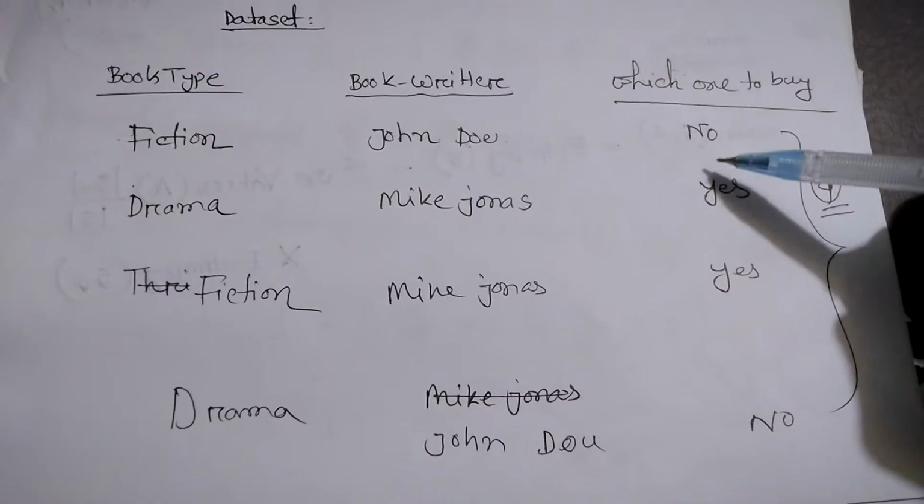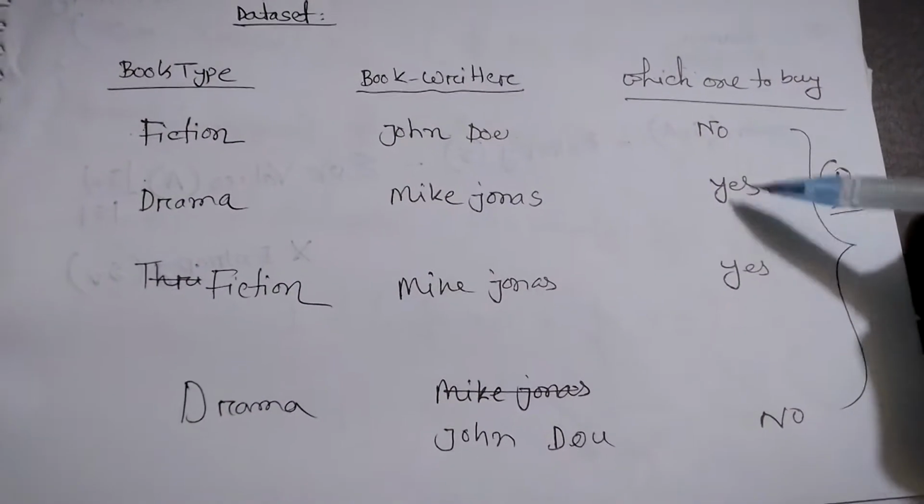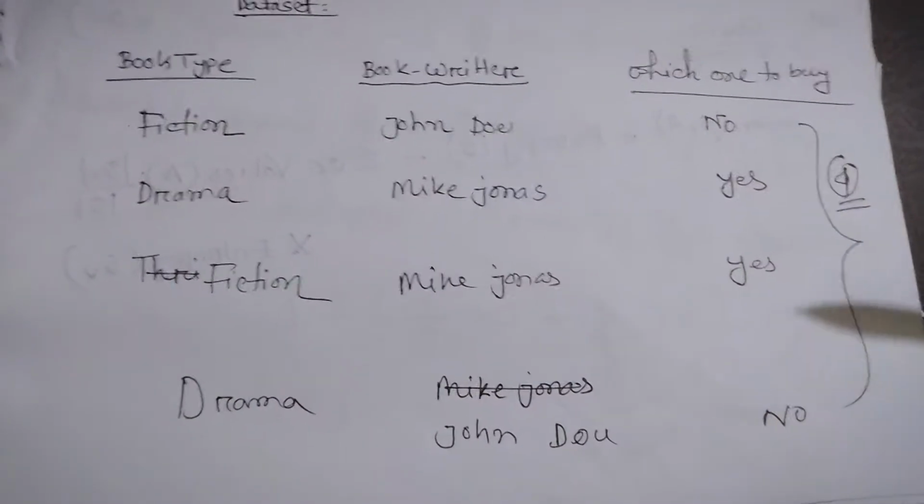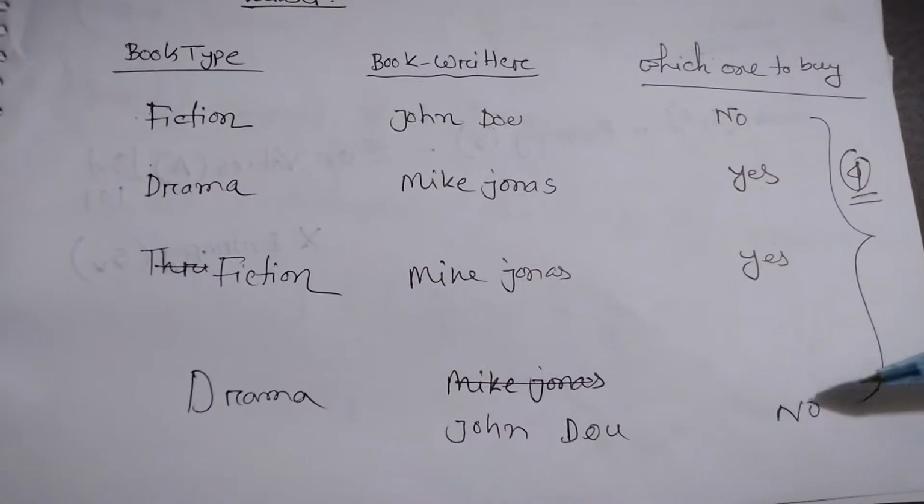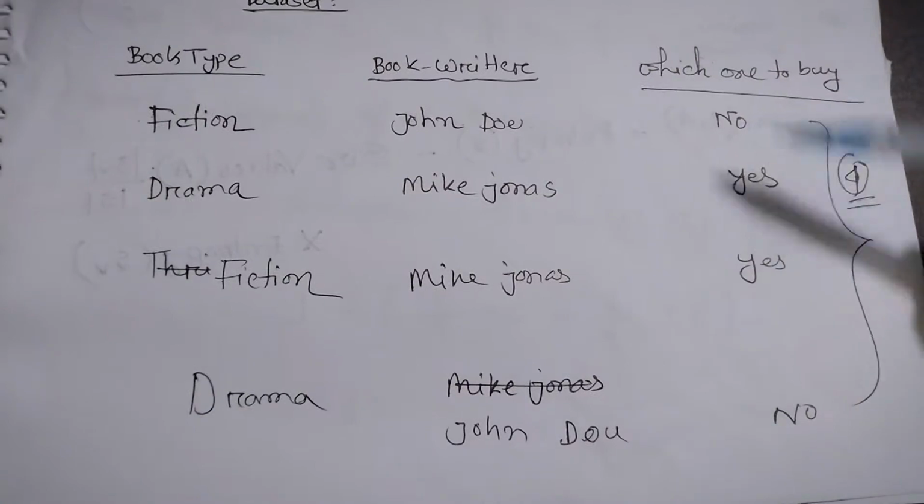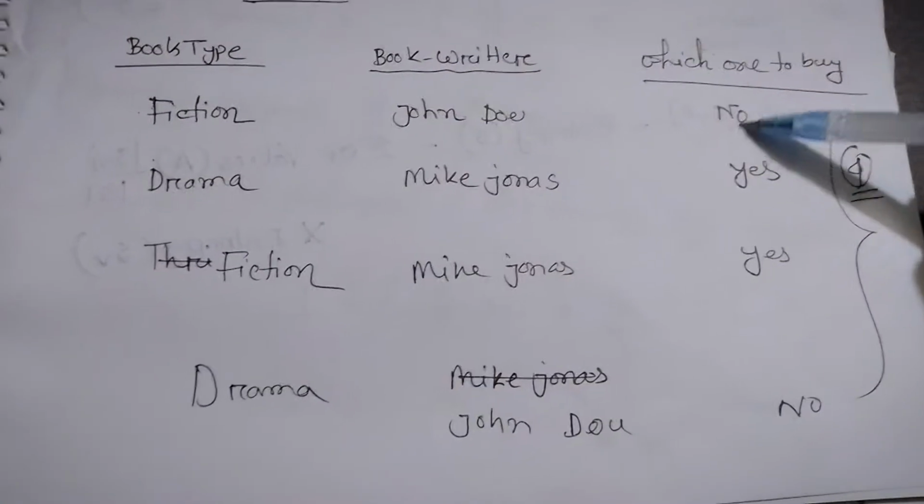The probability of buying books is 2 by 4 because there are 2 yes out of 4. And the probability of not buying books is also 2 by 4, because there are 2 cases where you are not buying the books out of 4. Okay.